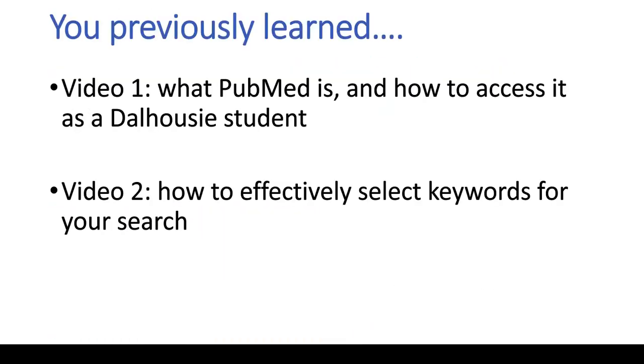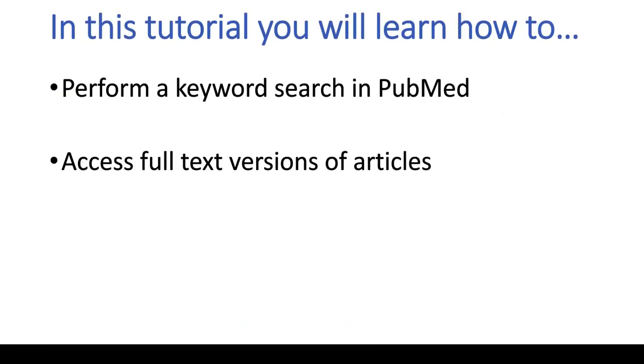So in the first video in the tutorial series we discussed how to find PubMed as a Dalhousie student, and in the second video how to select appropriate keywords for your search. In this session of the tutorial series we are going to discuss how to use the keywords you previously identified to perform a search, and then how to access the full text version of the articles that you find during your search.